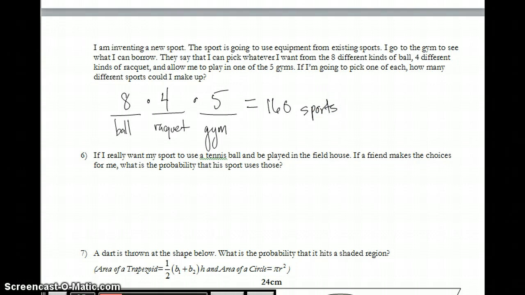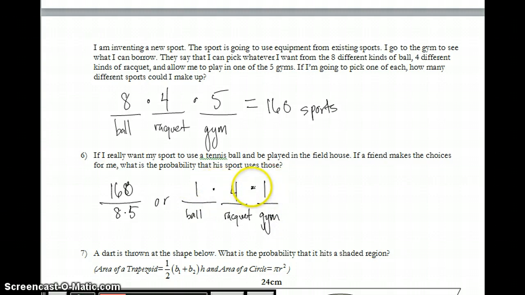I really want my sport to use a tennis ball and be played in the field house. And then a friend of mine is going to make a choice, which really is only a choice for the racket. So there are 2 ways we can do it. Either you can say that there were 160 different choices, and I have to divide by 8 and by 5 because I'm not going to choose a ball or a gym. Or I can say I have a ball, racket, and a gym. This time I really want to use a tennis ball, so there's only 1 choice. I don't care what racket I use, and I want to use the field house, which gives me a total of 4 sports.